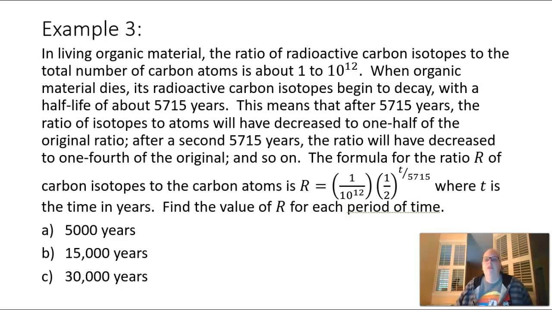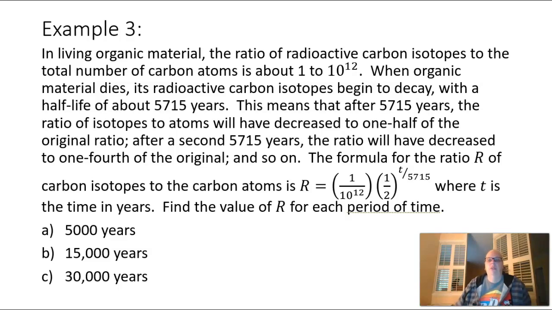The formula for the ratio R of carbon isotopes to the carbon atoms is R is equal to 1 divided by 10 to the power of 12 times 1/2 to the power of T divided by 5,715, where T is the time in years. And we're going to find the value of R for each period of time. In part A, 5,000 years, in part B, 15,000 years, and in part C, 30,000 years.